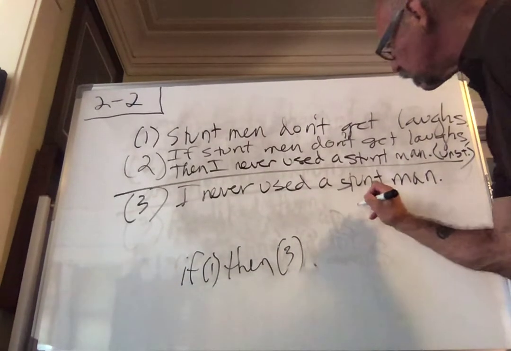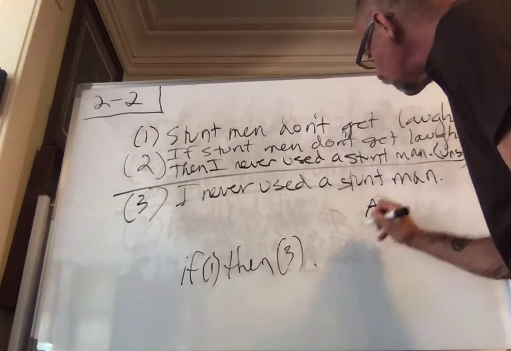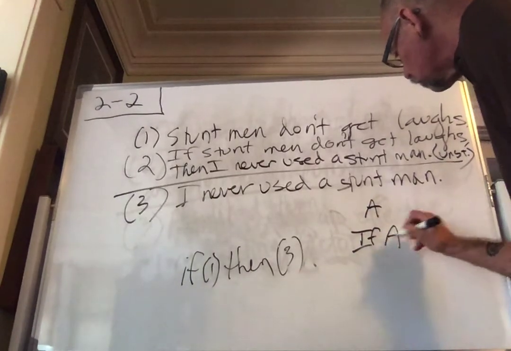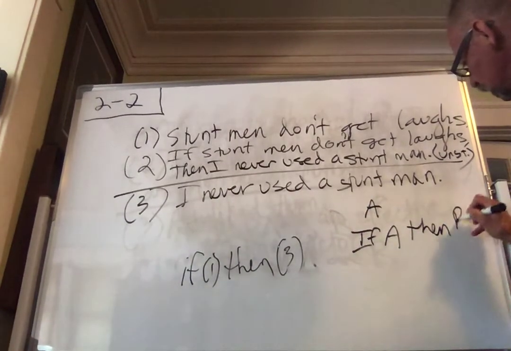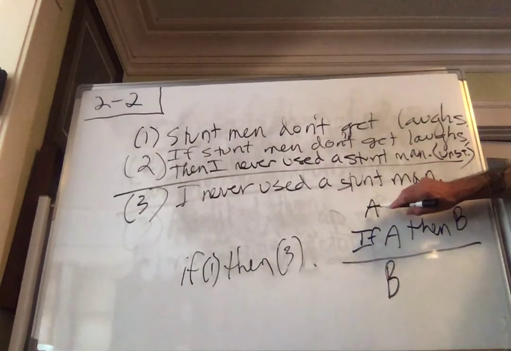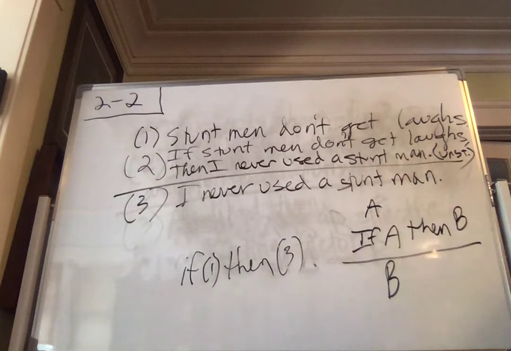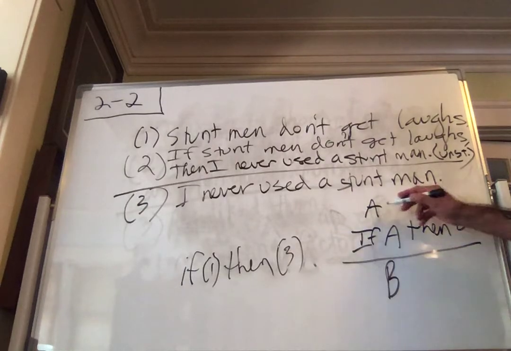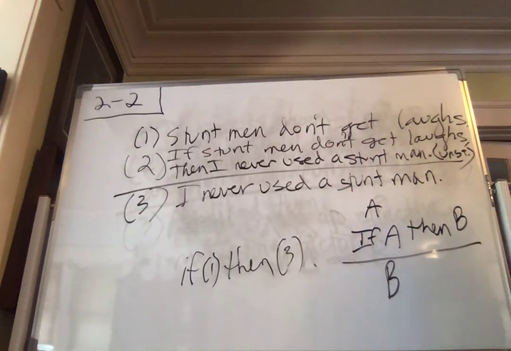You might recognize this as one of the commonly used argument patterns that we studied in Chapter 1. Stuntmen don't get laughs corresponds to A. I never used a stuntman corresponds to B. So we've got A, if A then B, therefore B. And this is a valid argument pattern.